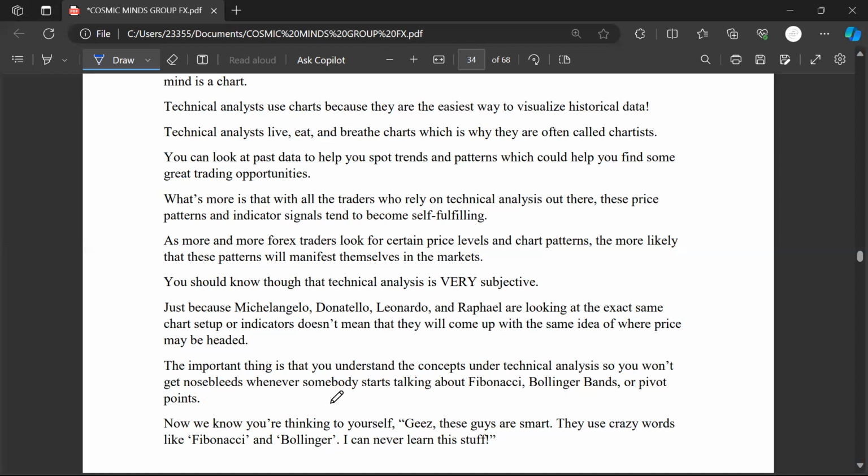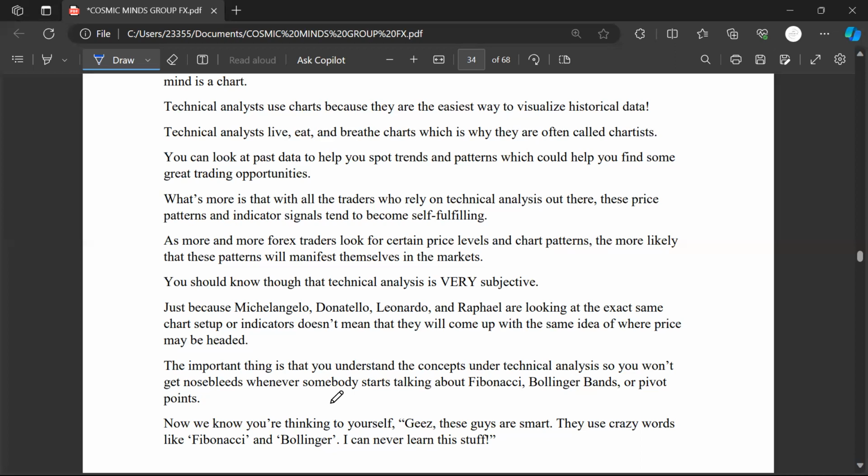Now, the important thing is that you understand the concepts and the technical analysis, so you won't get nosebleeds whenever somebody starts talking about Fibonacci, Bollinger Bands, or pivot points. You look at these trend indicators later. I may be looking at the market and seeing different things, and another person may look at the market and see something different. Don't be alarmed that maybe you are doing the wrong thing. It just happens. We have different eyes, right?